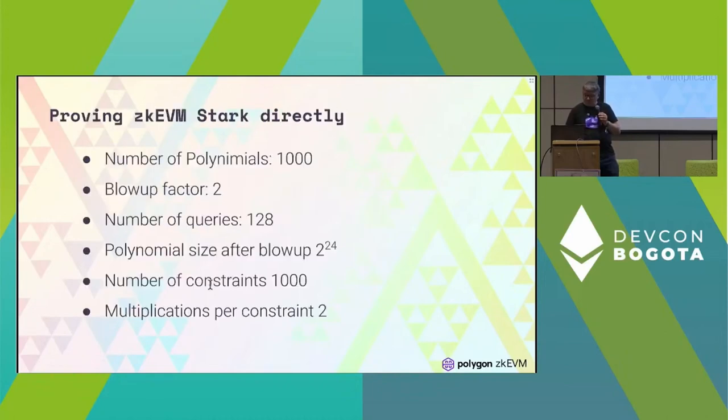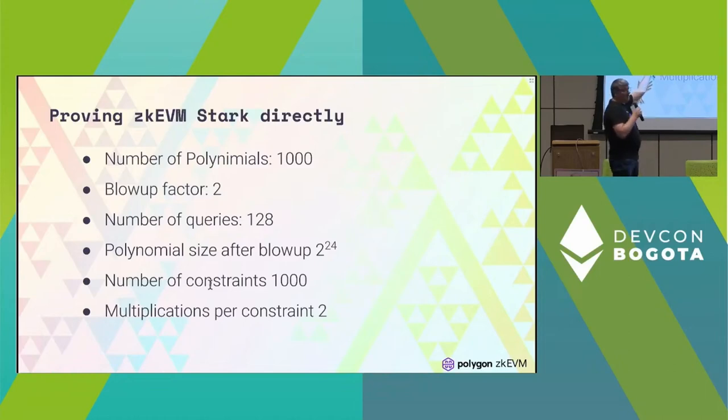So let's put some example. These numbers are not exact, but are similar to the ones that we are using for the zkVM circuit. In this case, let's talk about 1,000 polynomials. We have a blow-up factor of 2. That means that we need to do a lot of queries in the SNARK. In this case, it's 128 queries.